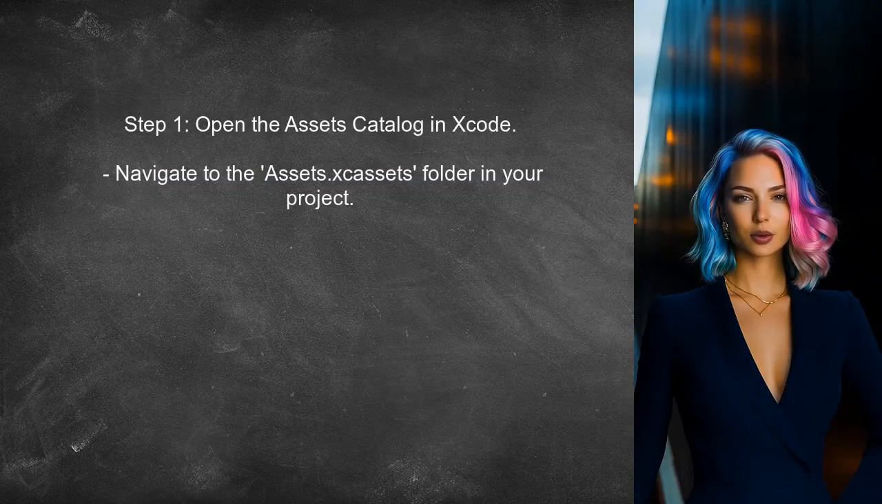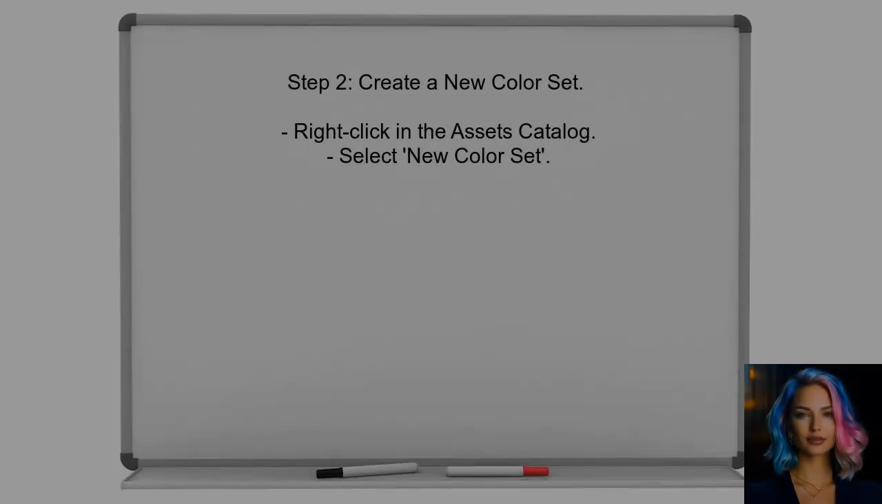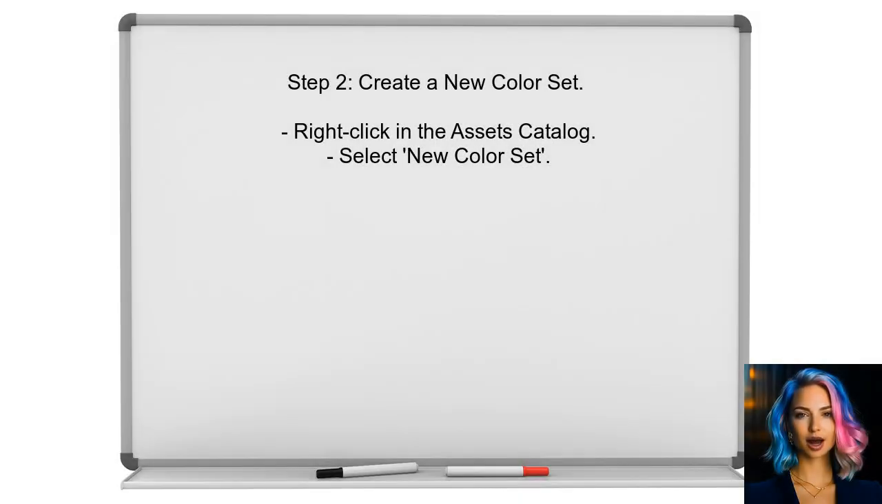To begin using color sets in your iOS project, the user should first open the Assets Catalog in Xcode. This is where all the color sets will be managed. Next, the user can create a new color set. To do this, they should right-click in the Assets Catalog and select New Color Set. This will allow them to define a new color.